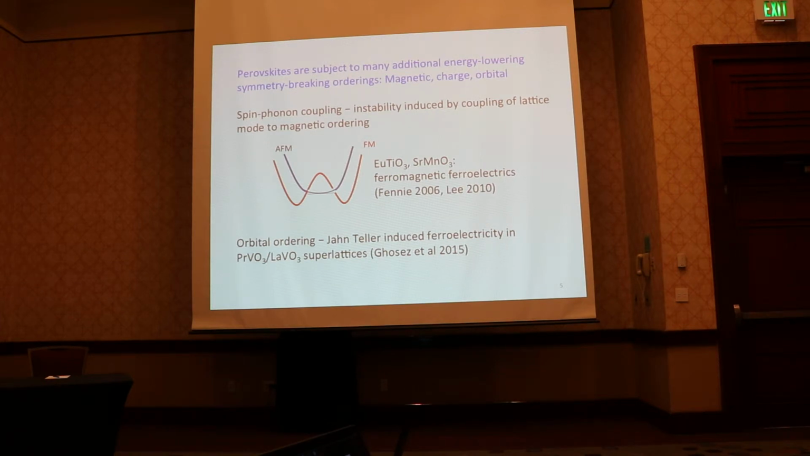Of course, we have also come to realize over the years that if you have open shell transition metals, you have many other kinds of orderings that are possible in these systems: magnetic, charge, and orbital, and those also couple to the lattice modes. So you have spin-phonon coupling, where by changing the spin order from antiferromagnetic to ferromagnetic, you can induce a polar instability in europium titanate and strontium manganite, making ferromagnetic ferroelectrics. And there are other kinds, again, this is not comprehensive, but you have orbital ordering and Jahn-Teller-induced ferroelectricity in superlattices. We work from the group of Philippe Gauzet.